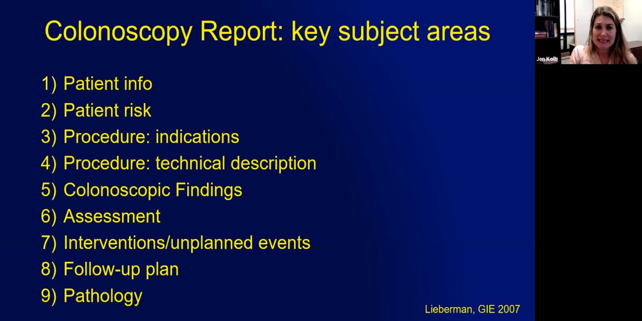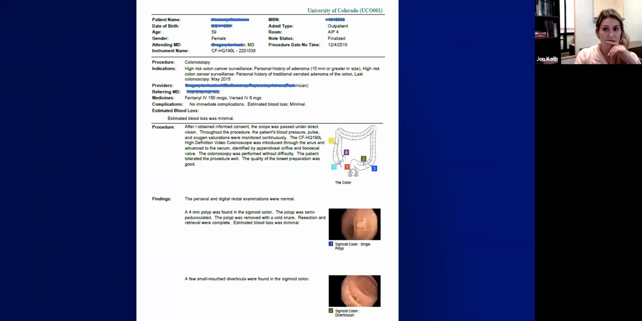This is actually a really nice checklist of the key subject areas that are supposed to be included in a colonoscopy report. This was published in the GI Journal in 2007, and these are things that you are all very familiar with. What's the patient information? What's the patient's risk? Different details related to the procedure: the indications, the technical description, what was the finding, the assessments, what was done, so what interventions were done during the procedure, what's the follow-up plan, and then what's the pathology. We'll go through each of these individually.